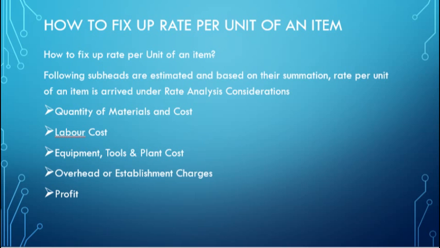Number two, labor cost. Number three, equipment, tools, plant, machinery, and their operational charges also included in this. Number five, overhead and establishment charges. Last is the profit. So this also includes water charges, taxes, insurance, risk coverage charges, etc.